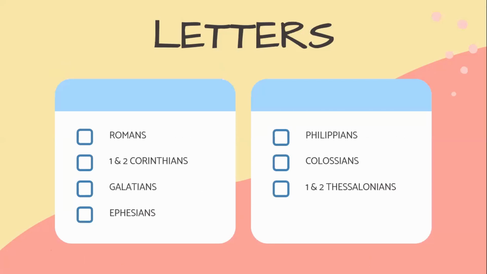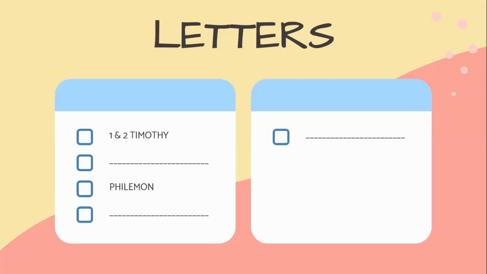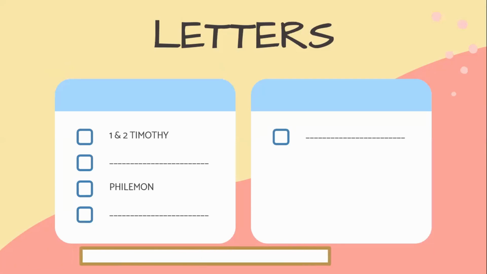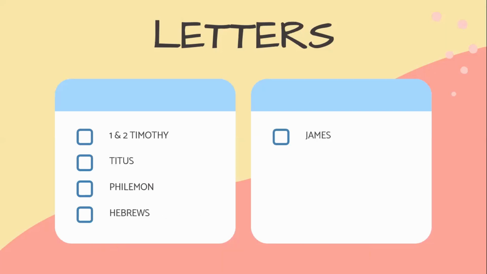Okay, so for the letters, we start off with Romans, 1st and 2nd Corinthians, Galatians, Ephesians, Philippians, Colossians, 1st and 2nd Thessalonians. Now, after these letters, there are some more letters. So let's see if we can remember those ones. Okay, so for the letters, we also have 1st and 2nd Timothy, Titus, Philemon, Hebrews, and James. And those were the letters that we learned last week.